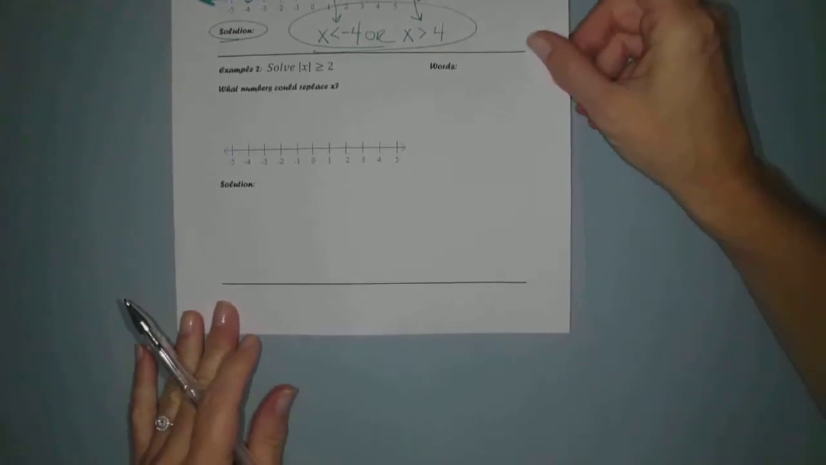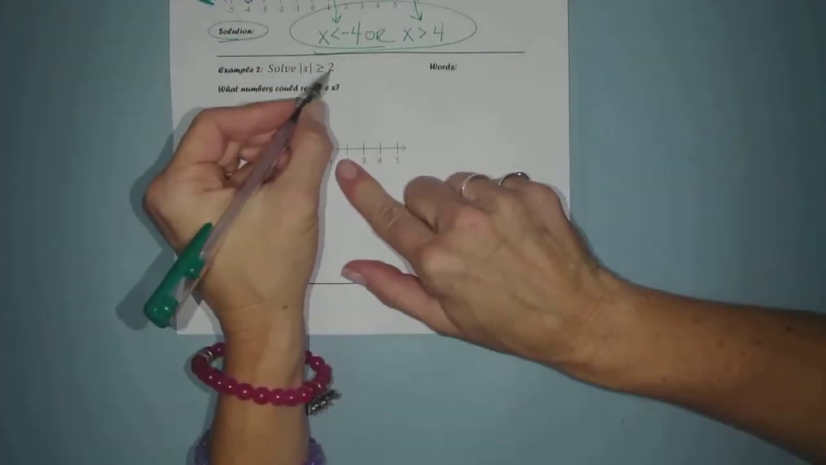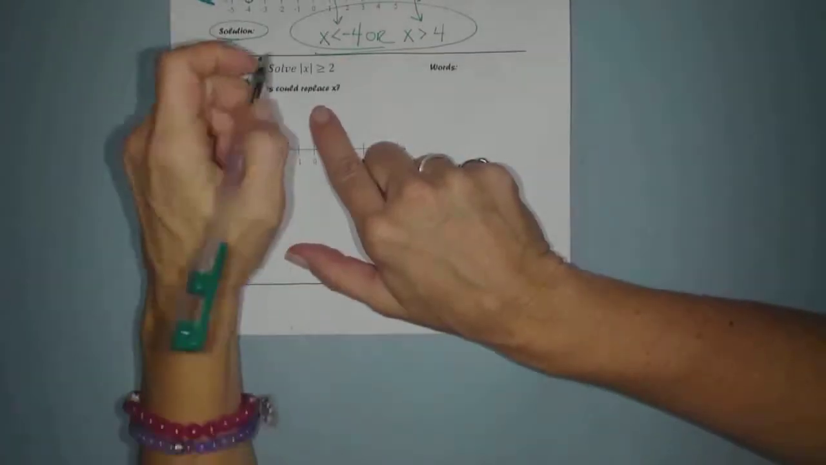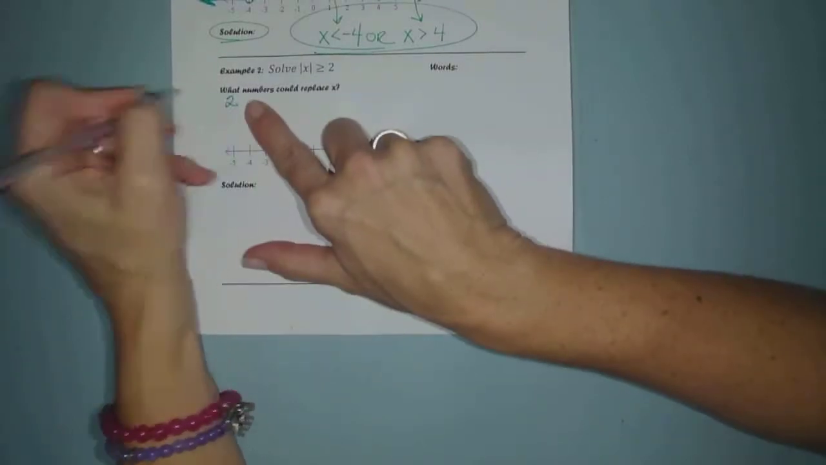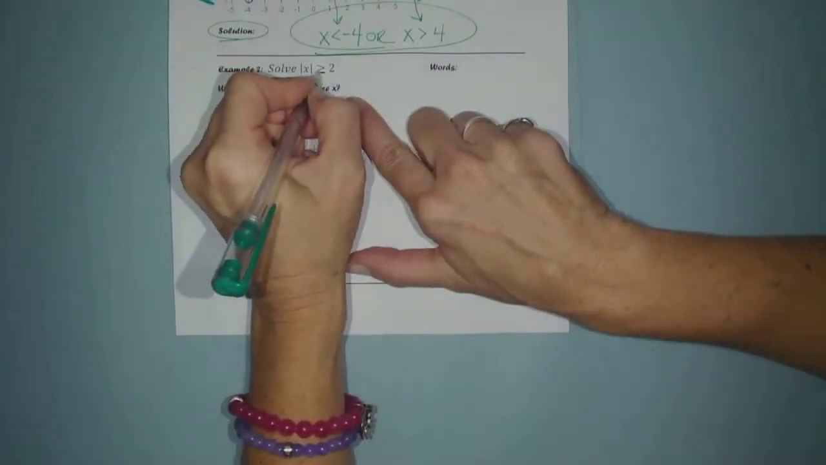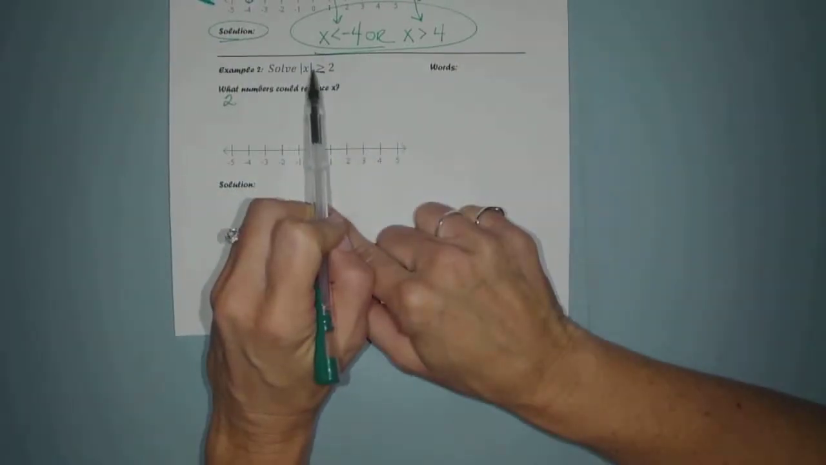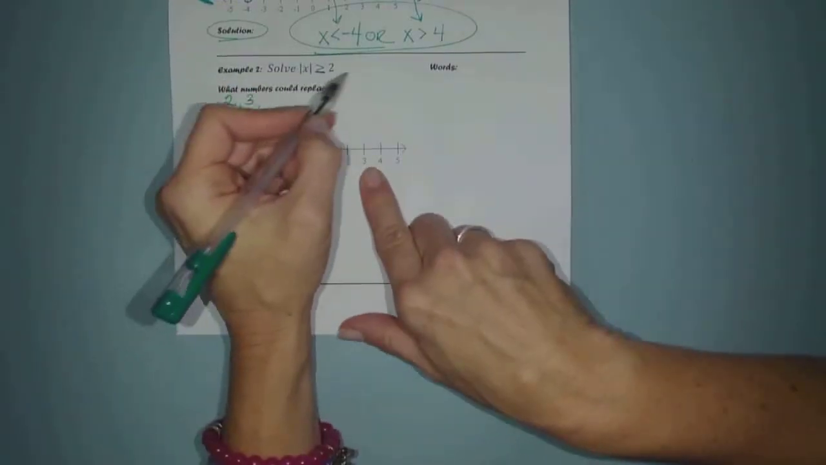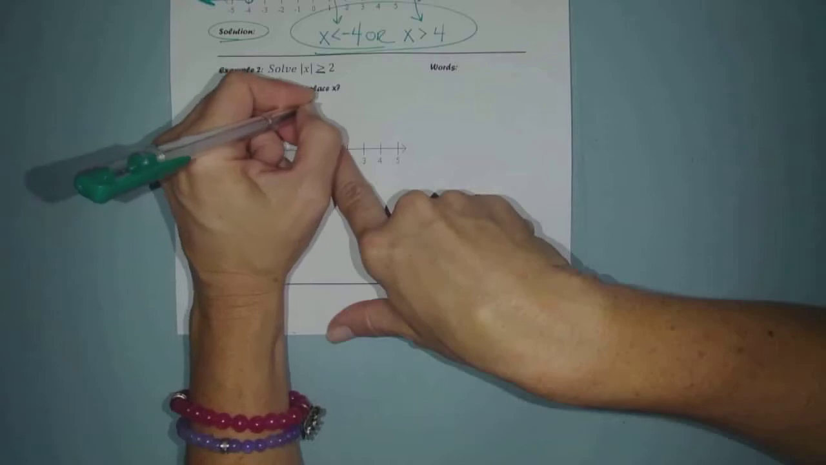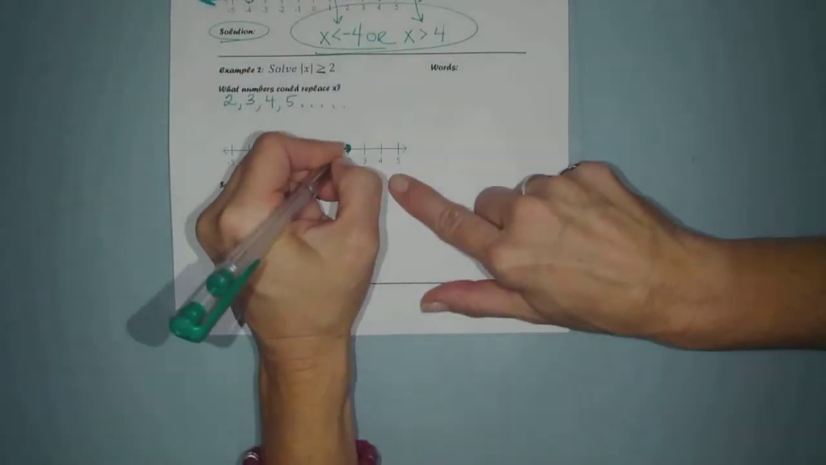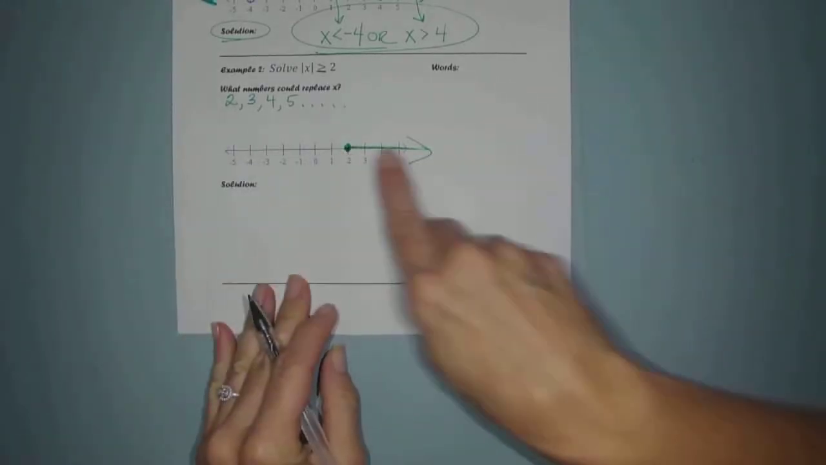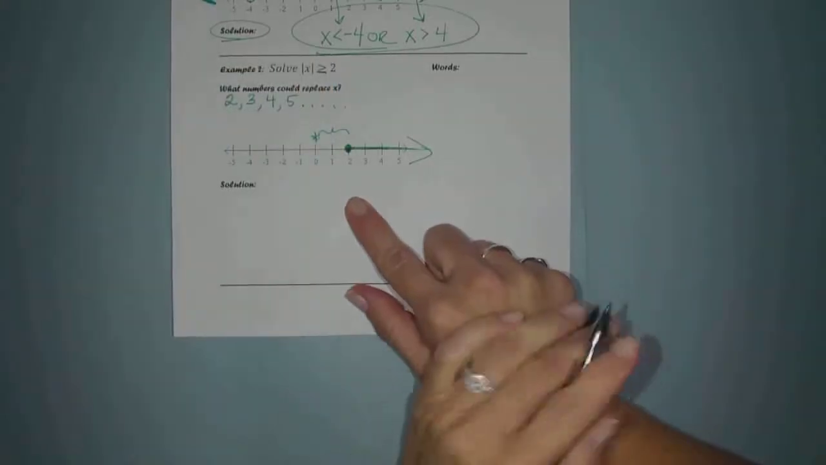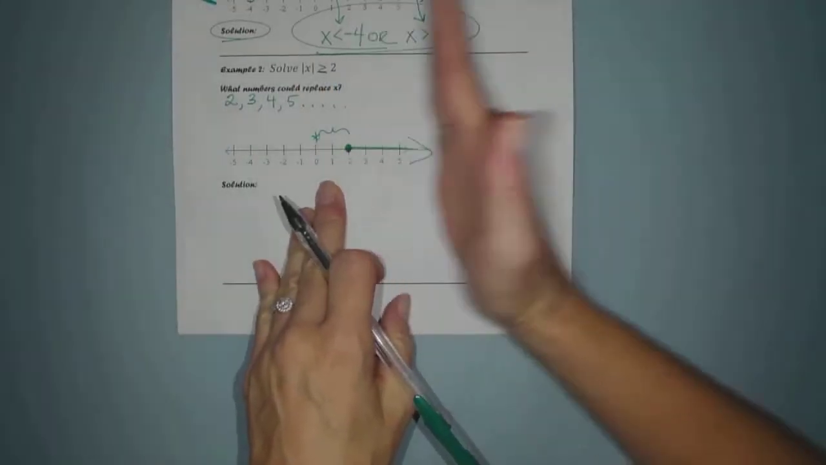Example 2. Solve. The absolute value of x is greater than or equal to 2. Okay, so let's think about what numbers could replace x. Well, I actually think 2. This time 2 could work because it's got the equal to bar on it. The absolute value of 2 is equal to 2, so that'll work. So will 3. 3 is greater than or equal to 2. 4, 5, so like all these over here are working. 2 and greater. All these numbers have a distance that is more than or equal to 2 away.